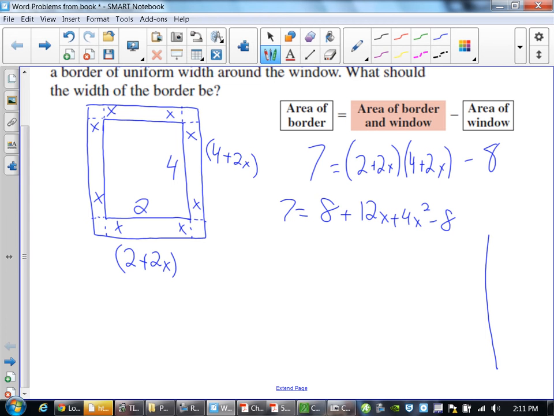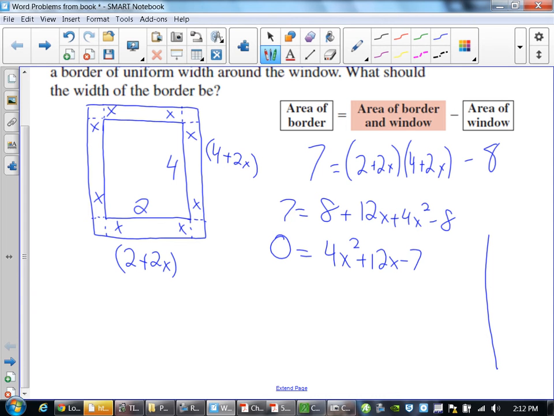Combine like terms and remove that 7, or set it aside, equal to 0. I get 0 equals 4x squared plus 12x minus 7. Okay? Now I'm back to a quadratic. Let me show you how you can find information out of this on your calculator.